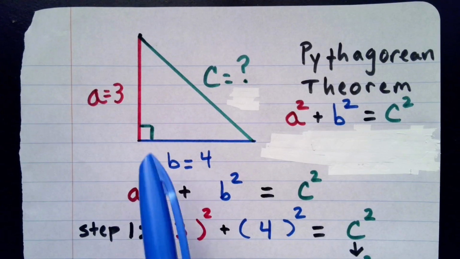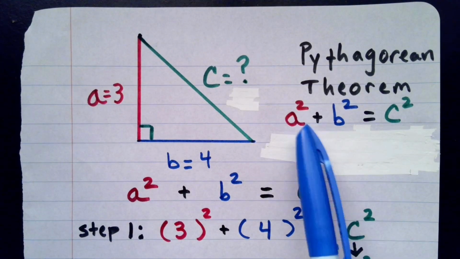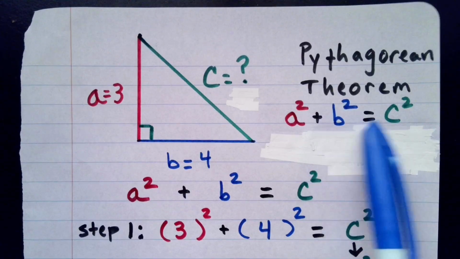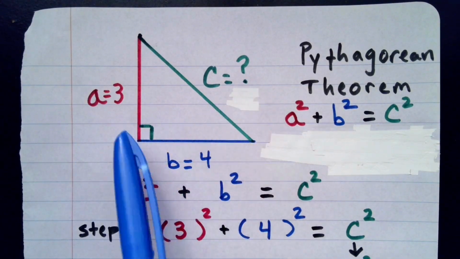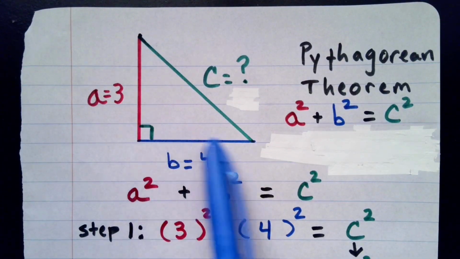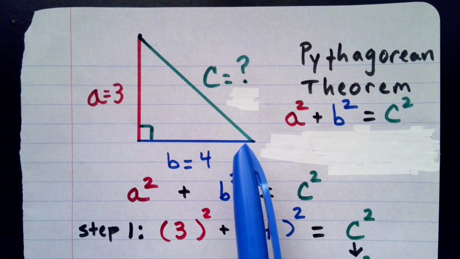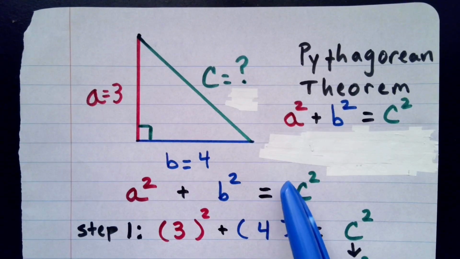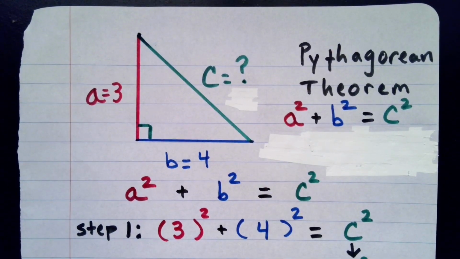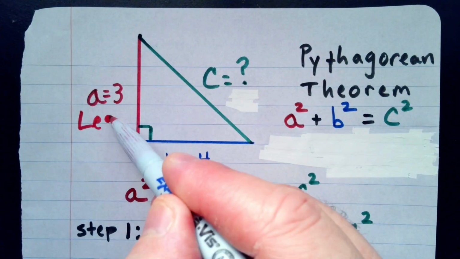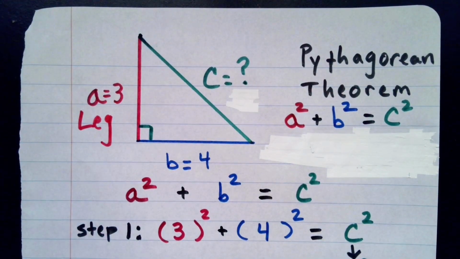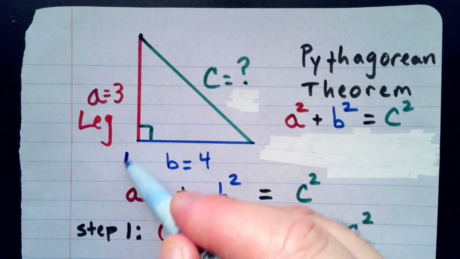So again, 90-degree angle, we use a squared plus b squared equals c squared to find one of these missing side values. Now, the left side and the base side of this right triangle are called the legs. A represents one leg, and then we have the b value, which also represents another leg.